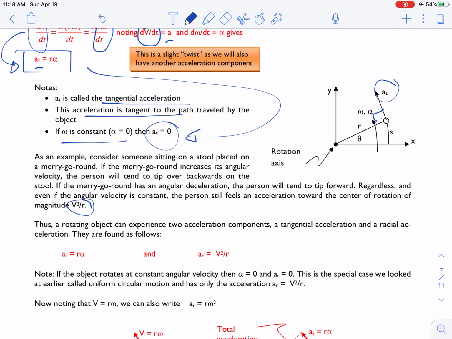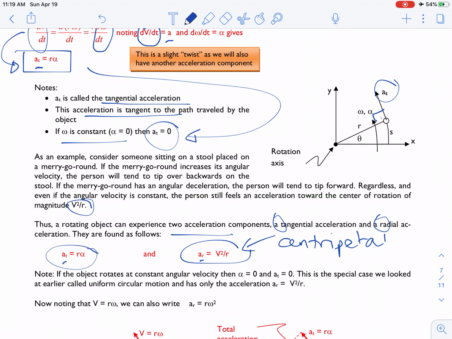That means a rotating object can experience two acceleration components, a tangential one and a radial one. The radial one is our centripetal acceleration, but we are putting r as the radial. So it's tangential and radial, those are the letters we are keeping. And this is the tangential acceleration, the one you have if there is a change in omega, because then there is alpha. So if this alpha is 0, then this tangential acceleration is going to be 0.